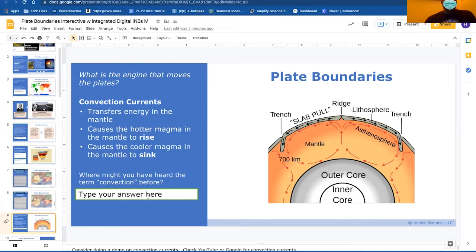So type your answer here. Where might you have heard convection before? And for several of you, that answer will be different. Some of you may not have heard it before. Some of you may have. Anyway, put your answer there.